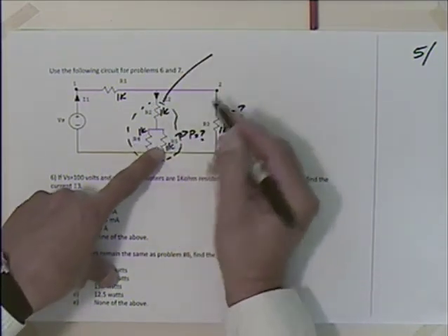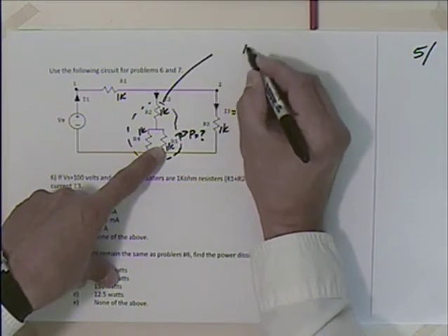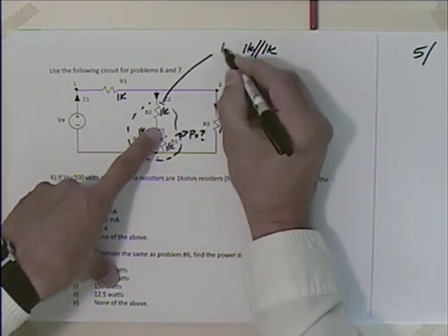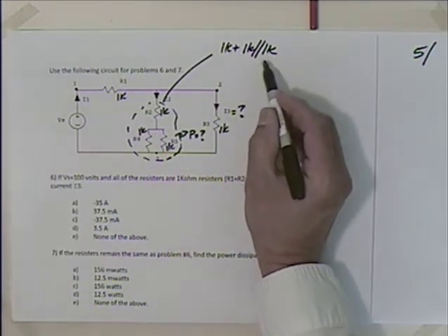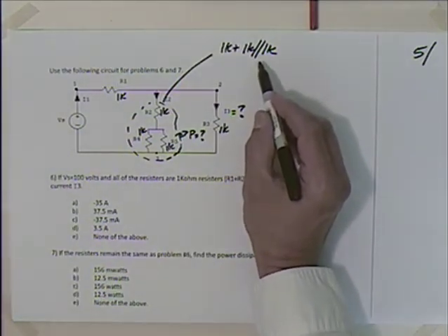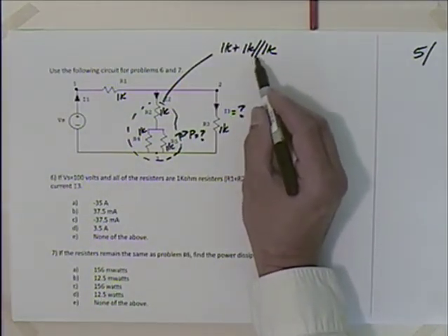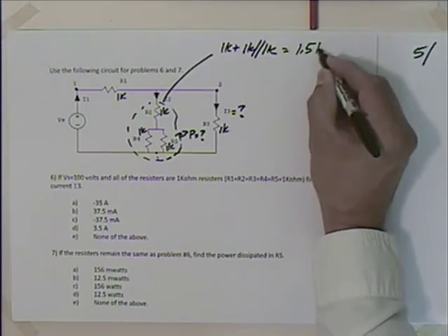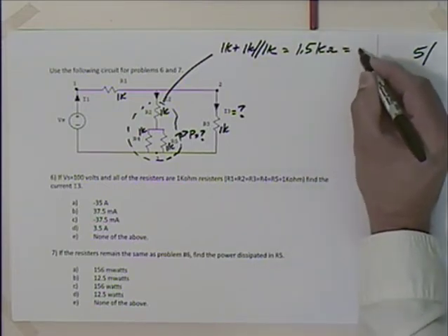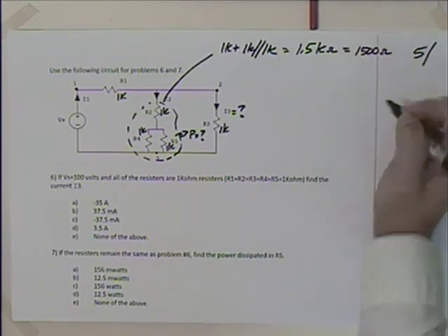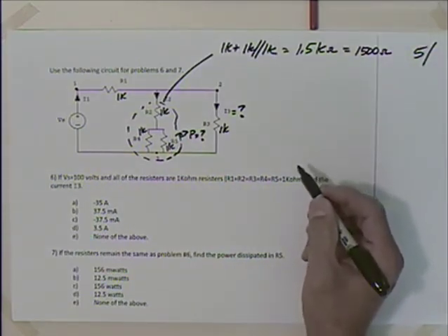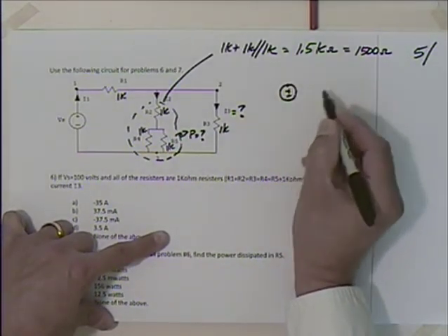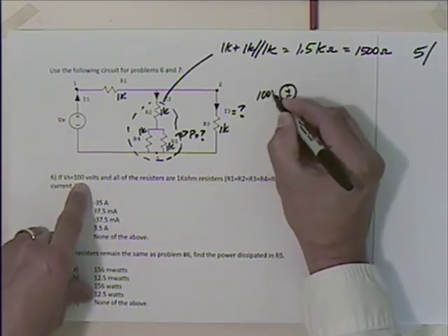I essentially have 1K in parallel with 1K, and then it's in series with this, so I'll add 1K to that. So 1K in parallel with 1K, whether you use product over sum or the inverse of the sum of the inverses, you get a half. So this is going to be 1.5K ohms, which we could say is 1500 ohms. Okay. So maybe I'll redraw this circuit now. What was my voltage? 100 volts.